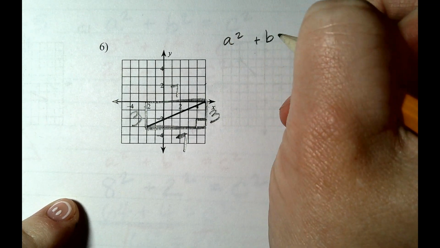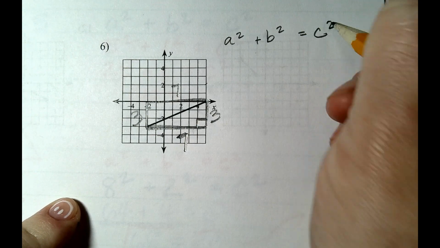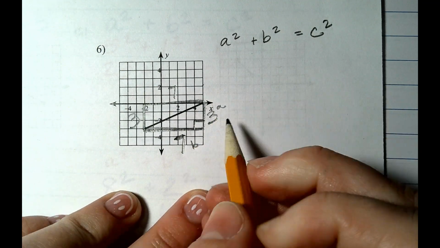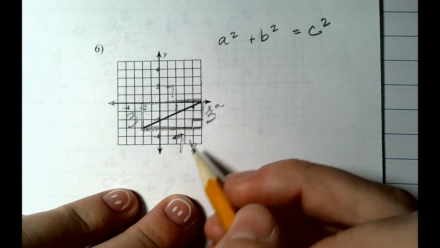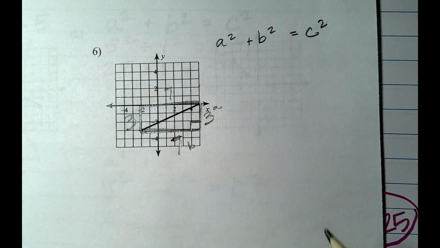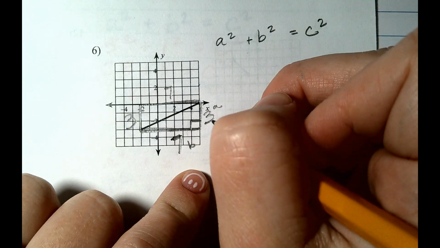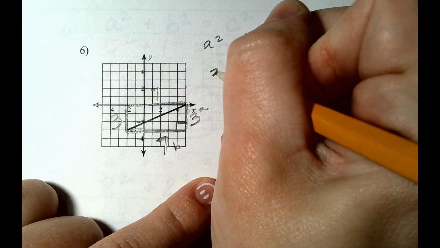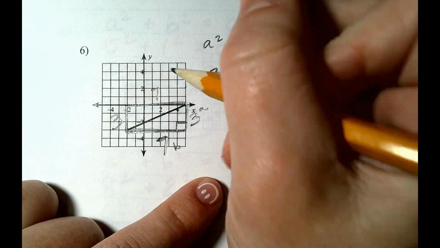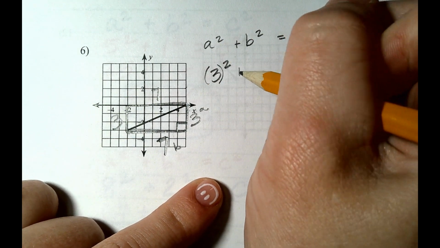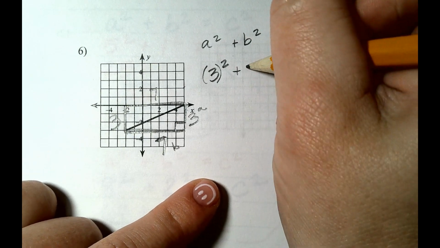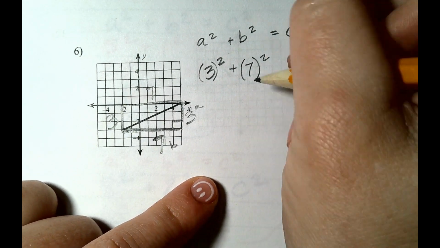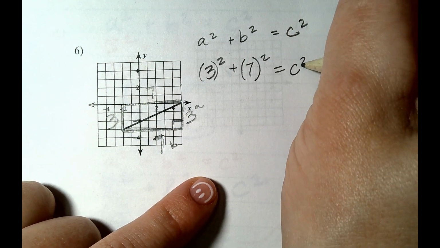And equal 3. Sure, we could say A is 3, B is 7. You could also say A is 7 and B is 3. You're going to get the same answer. Okay, so let's see. If A is 3, 3 squared instead of the A plus B squared. What's B? 7. Perfect. Equals C squared.